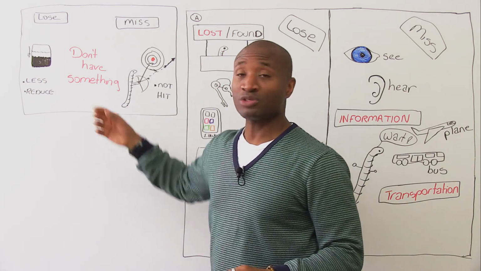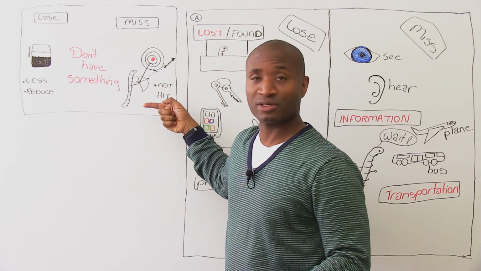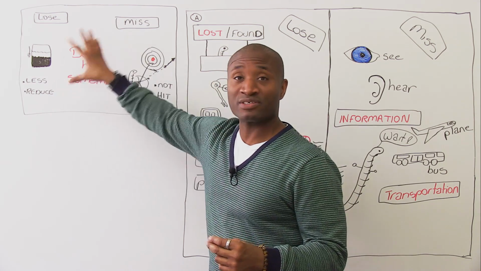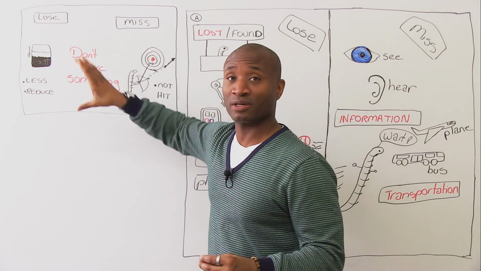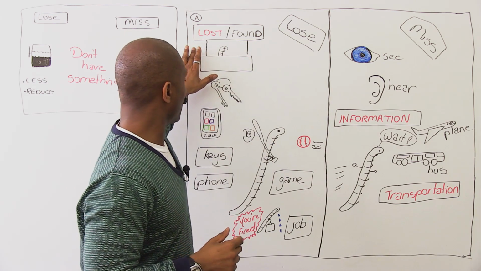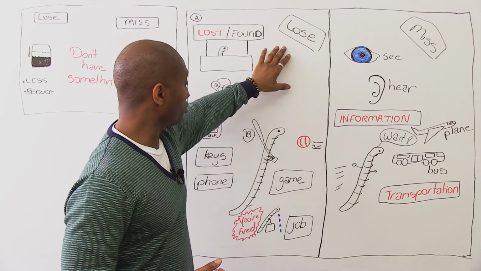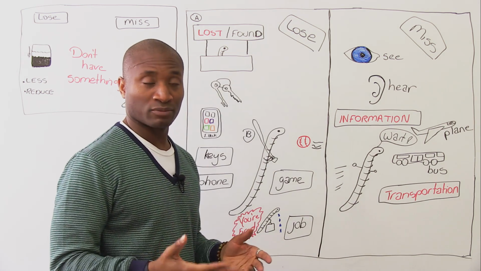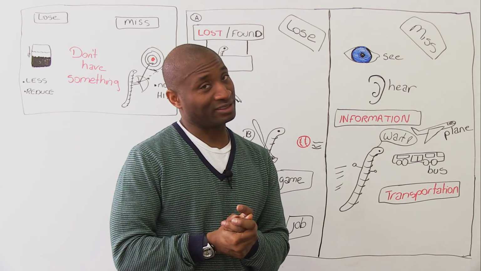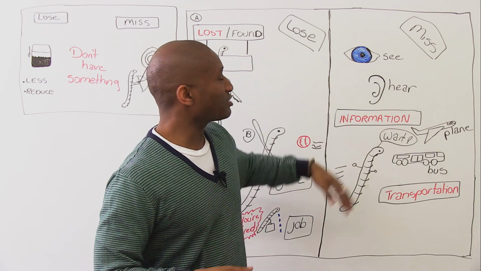lose and miss. When you don't have something because it's been reduced, or you do not make contact, or you do not hit what you're looking for, that's when they have the same kind of meaning, right? Don't have something. How they differ is, losing is when we basically lose things, keys and phones, and we don't have them anymore. But losing can also mean your job or a game. Or you can lose your life. Yikes, right? It's gone. You don't have it anymore. You're dead.